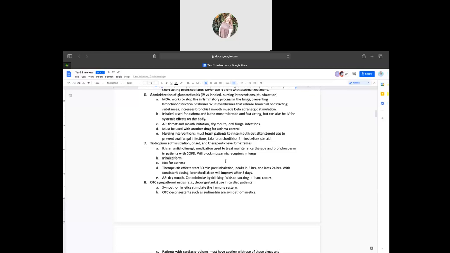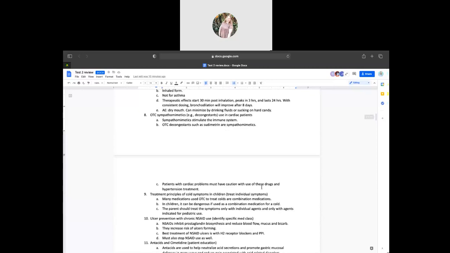Some of the therapeutic effects of using tiotropium is that these effects are going to start 30 minutes post-inhalation. It's going to peak within 3 hours of use, and it's going to last 24 hours. With consistent dosing, the bronchodilation is going to improve. So that's a good thing about the medication.